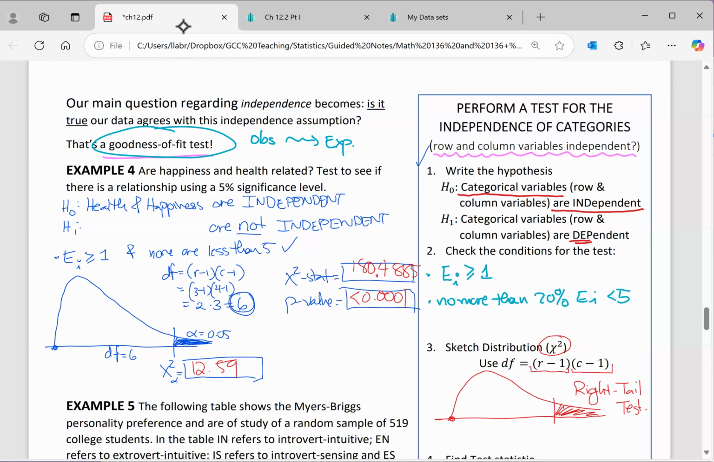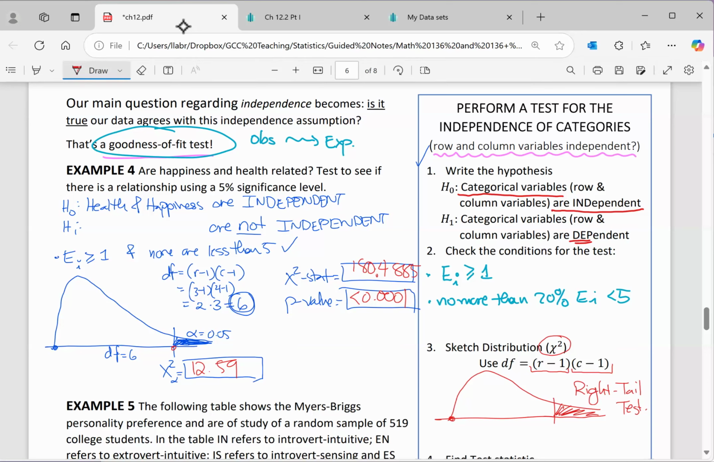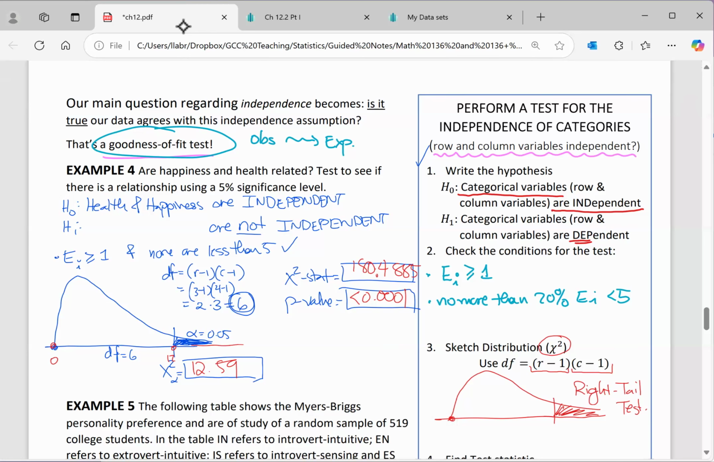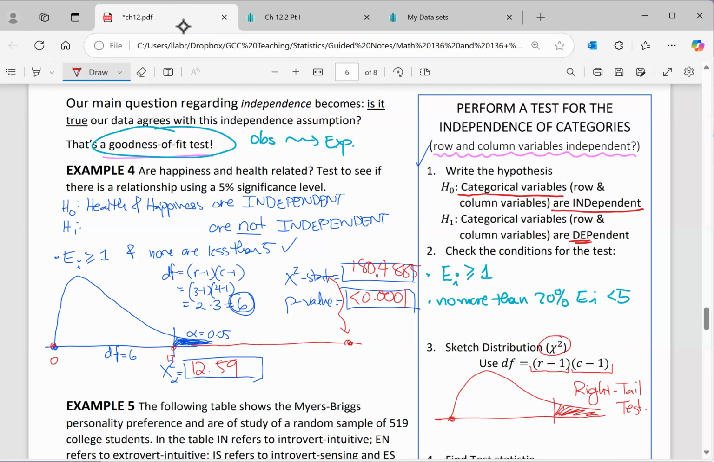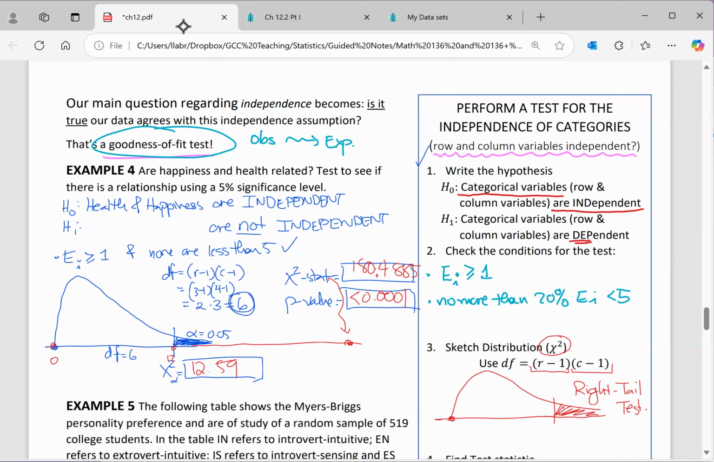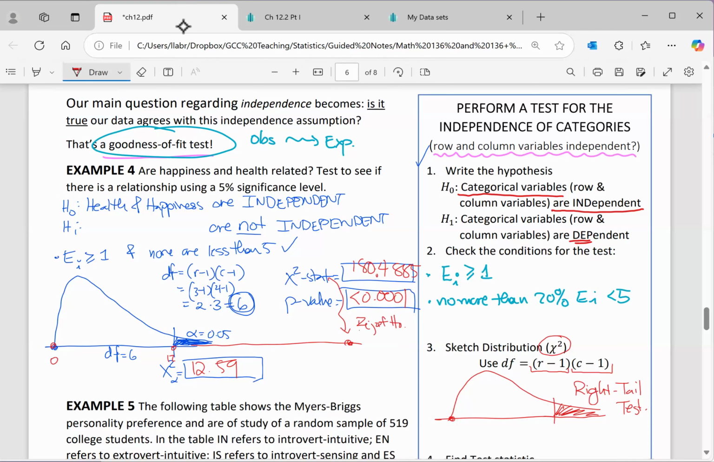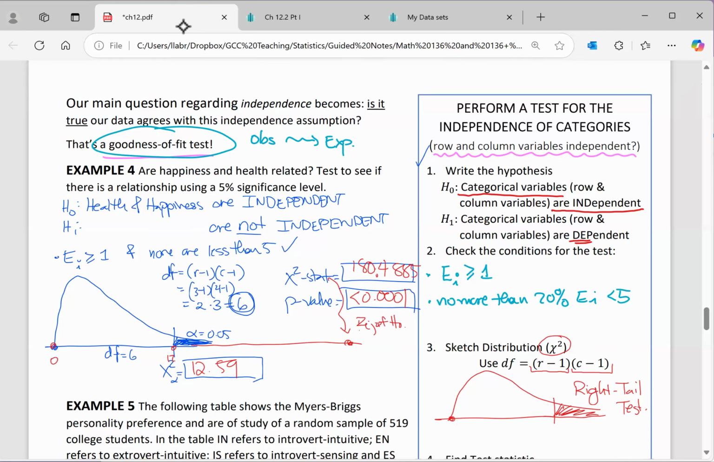And this makes sense because 180 is ridiculously large, right? Way larger than what I've got here. This goes from 0 to 12. So 180, that's more than 10 times as far away. So this is definitely lying way over here, way off to the right-hand side. So we have more than enough evidence that there is a lot of disagreement between the observed and expected. So we're going to reject the null. And the interpretation will be that we have sufficient evidence at the 5% significance level that health and happiness are related.